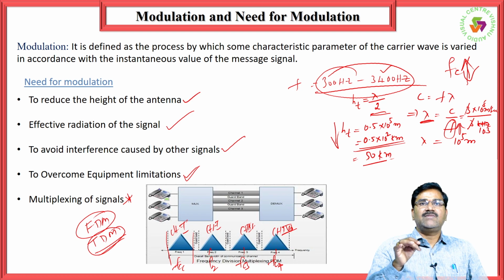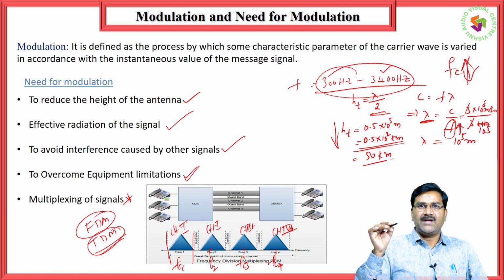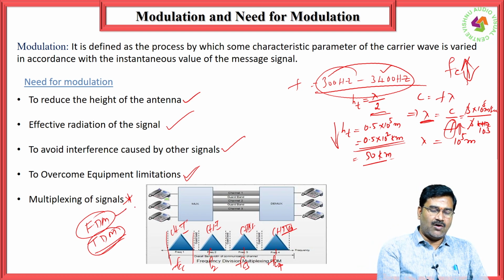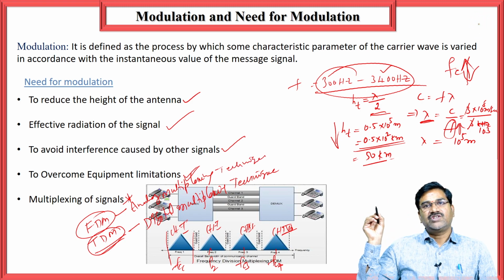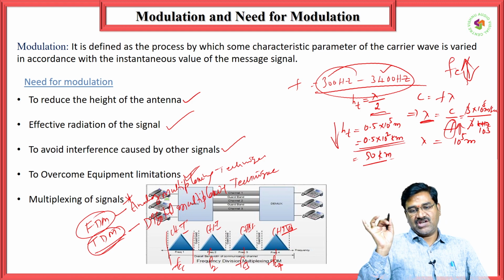So generally FDM is said to be an analog multiplexing technique, and TDM is said to be a digital multiplexing technique. So this is why the modulation is required.